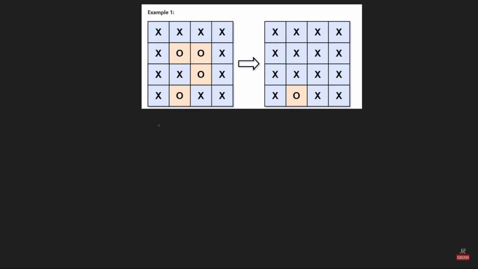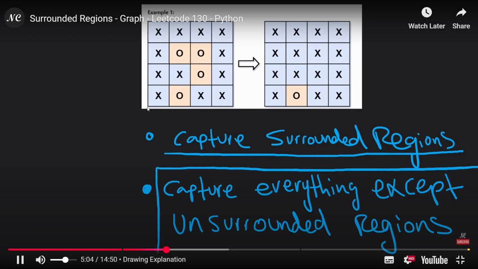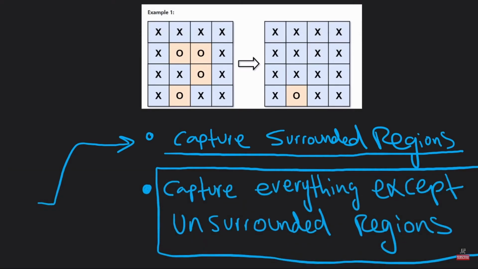Let me explain. In the problem, they told us to capture the surrounding regions only, right? Only the surrounding regions. In other words, only this region that's surrounded. Another way, the opposite way of saying that, is capture everything except the unsurrounded regions, right? I basically restated the first bullet point with a longer sentence. Capture everything in this board except the unsurrounded regions, the regions that are not surrounded. In other words, capture the entire board except for this region because this region is not surrounded.